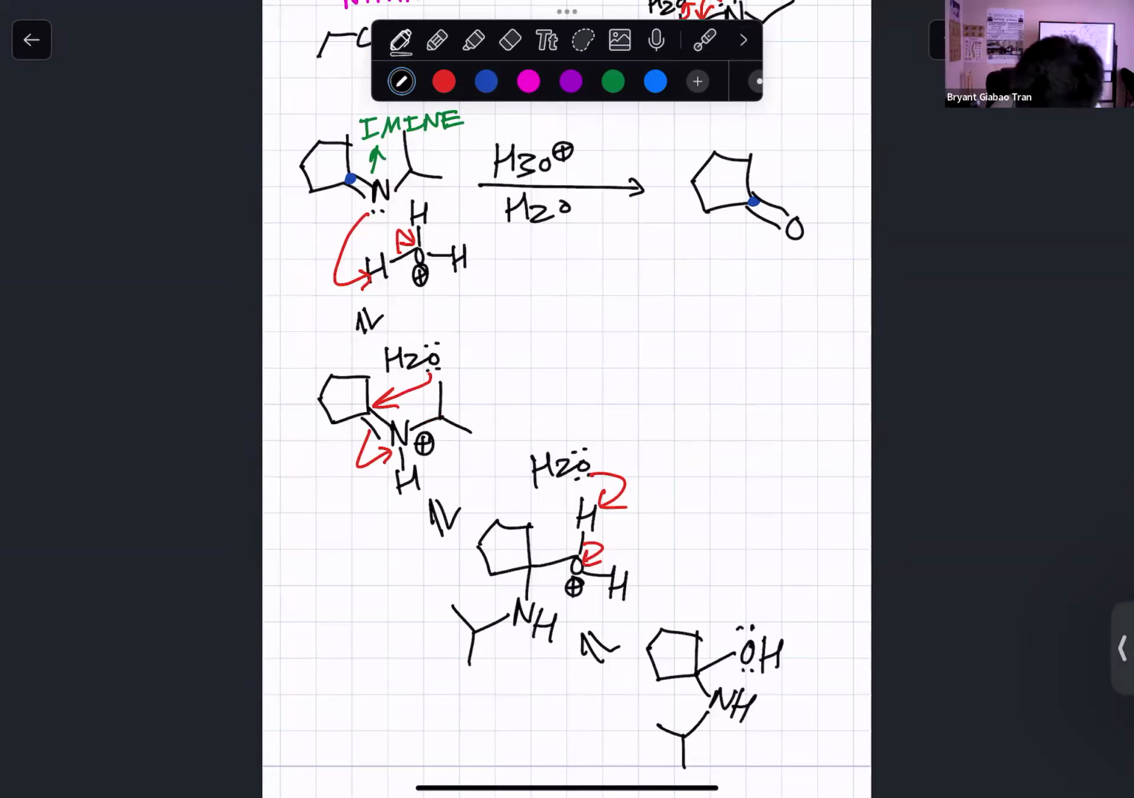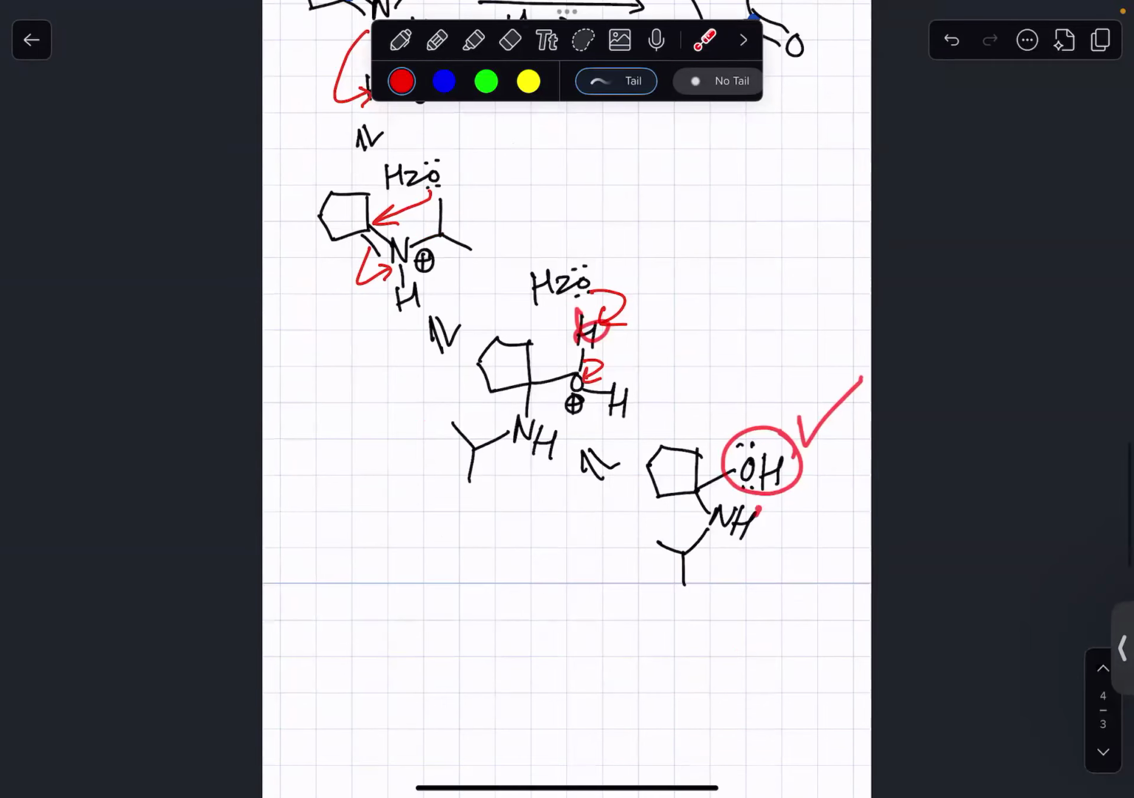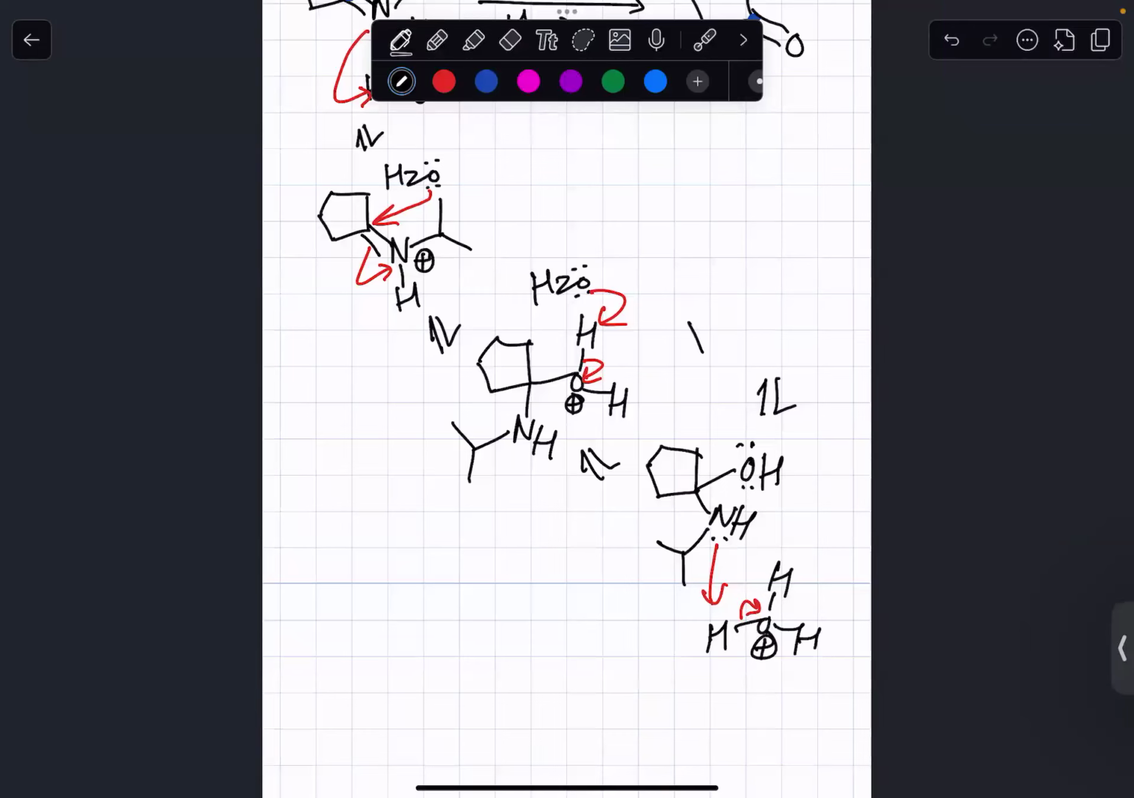OH, which is now neutral, right? Because it gained a pair of electrons, it lost the hydrogen, and it's neutral, bad leaving group, and that's good because we want that group to stay. Right? Now we're gonna protonate, with H3O plus. Now we're gonna protonate the nitrogen with H3O plus to make this into a good leaving group.